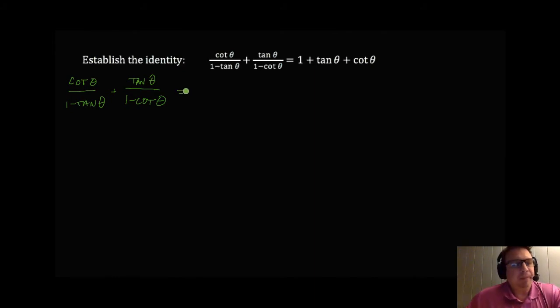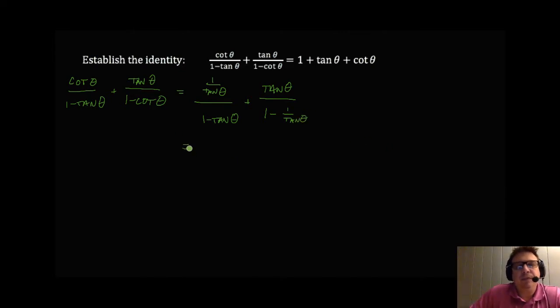All right. So now we're going to go through and convert everybody. I'm going to convert everyone to tangent. Why not? So that means in the beginning I've got 1 divided by tangent, all divided by 1 minus tangent, plus tangent theta divided by 1 minus 1 divided by tangent theta.